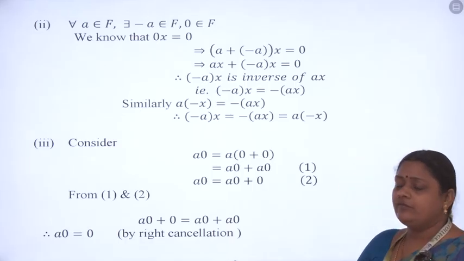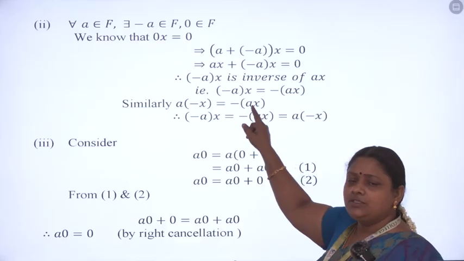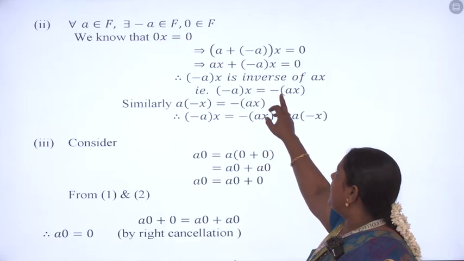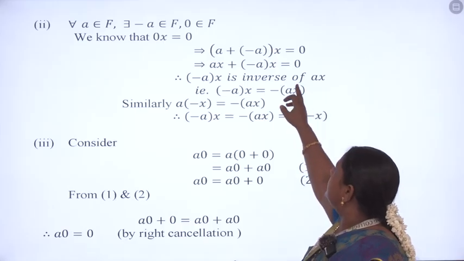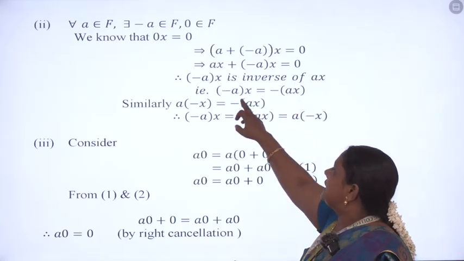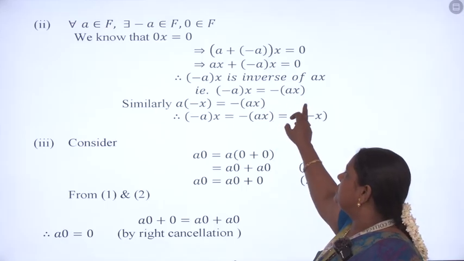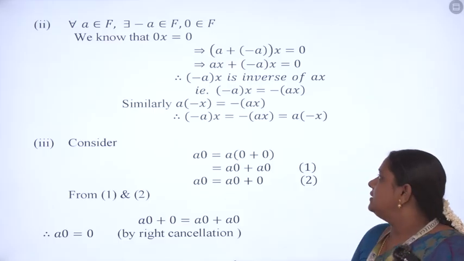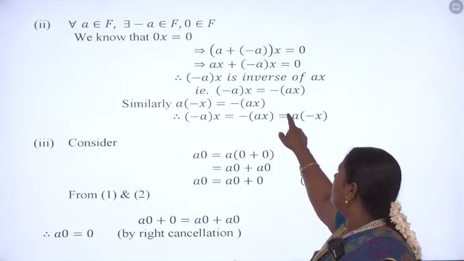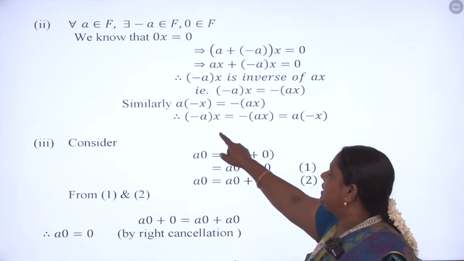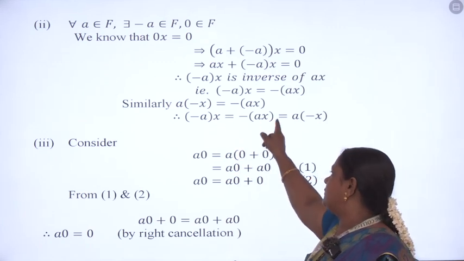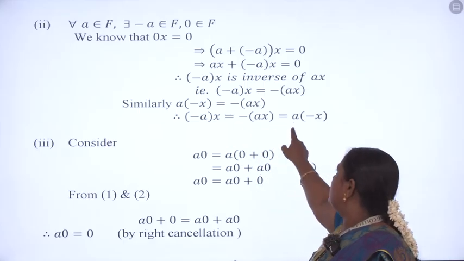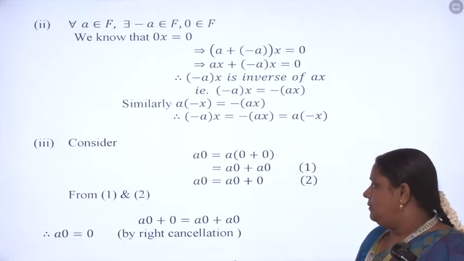Then second one: for all a belongs to F, there exists minus a belongs to F. We know that 0x is equal to 0. That's the first condition. This implies a plus minus a into x is equal to 0. Then multiply x with these terms: ax plus minus a into x equals 0. Therefore, minus a into x is the inverse of ax. That is, minus a into x is equal to minus of ax. Similarly, a into minus x is equal to minus of ax. Therefore, minus a into x equals minus of ax equals a into minus x.